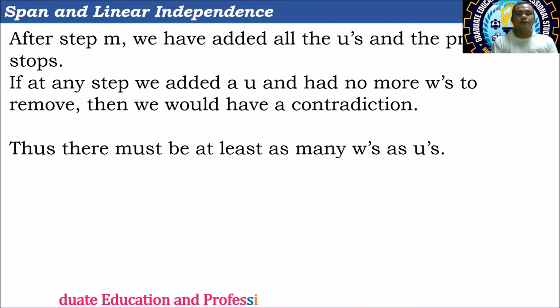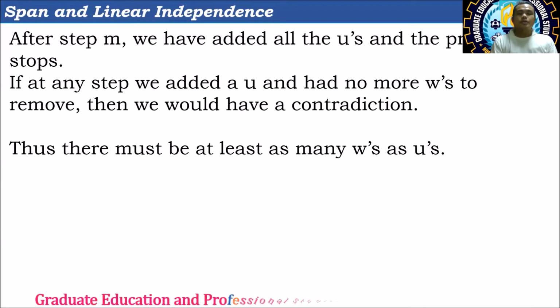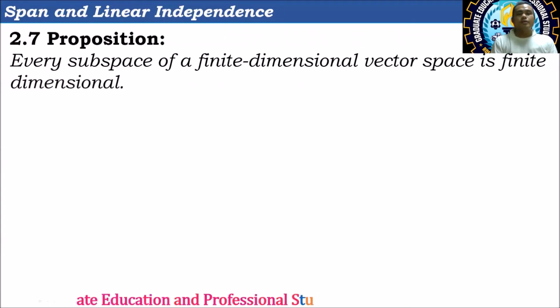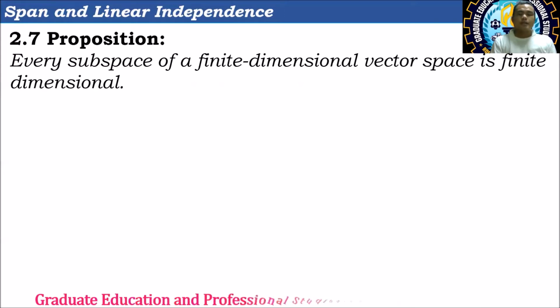Yun po yun. Para maging linearly dependent po siya. So 2.7 proposition. We have here a proposition. Every subspace of a finite dimensional vector space is finite dimensional. So again, we will prove this using the two steps again.